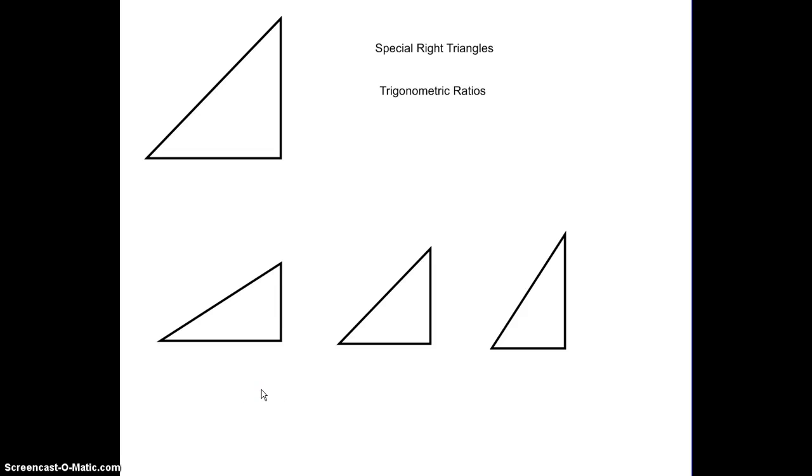This video will demonstrate the trig ratios for the three special angles of our special right triangles. Remember, the special angles for the right triangles were, going from left to right, the bottom left-hand corner would be 30 degrees. And on the second triangle, 45 degrees. And the last one would be 60 degrees.